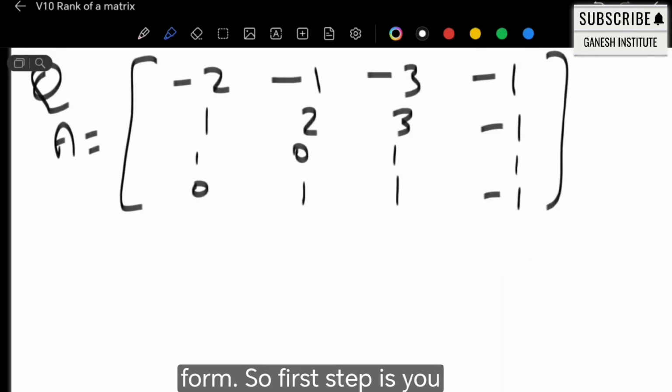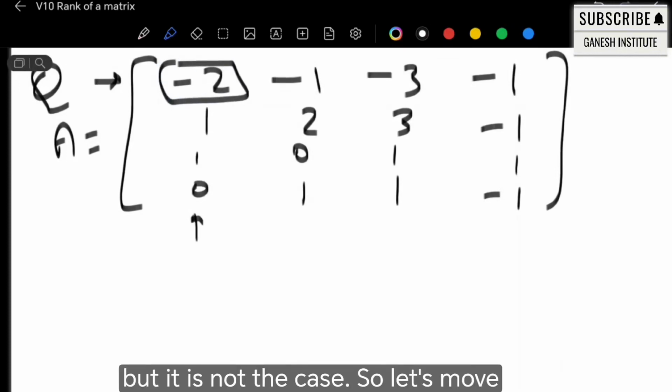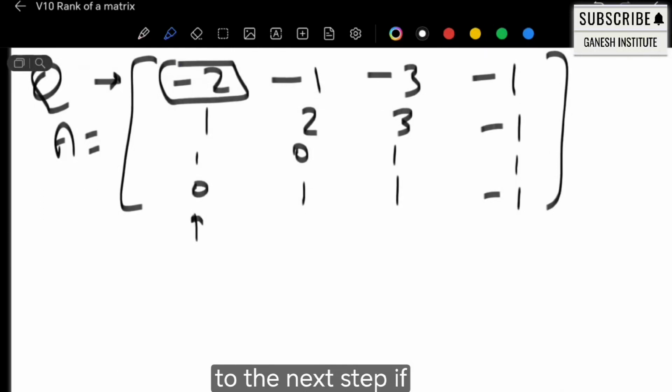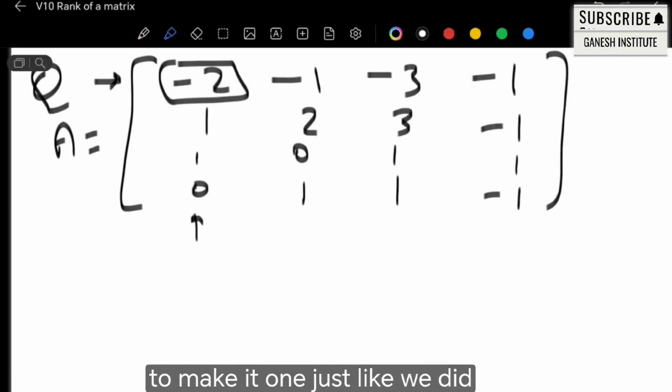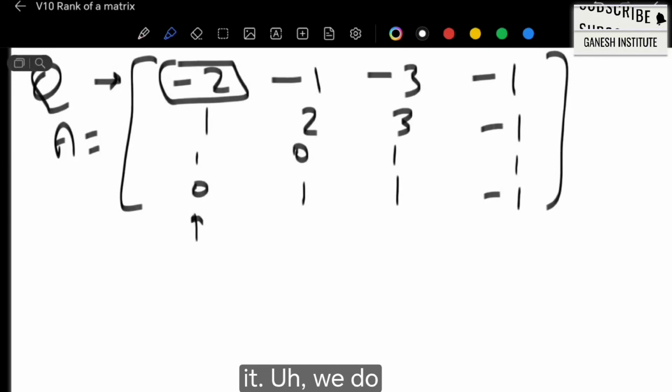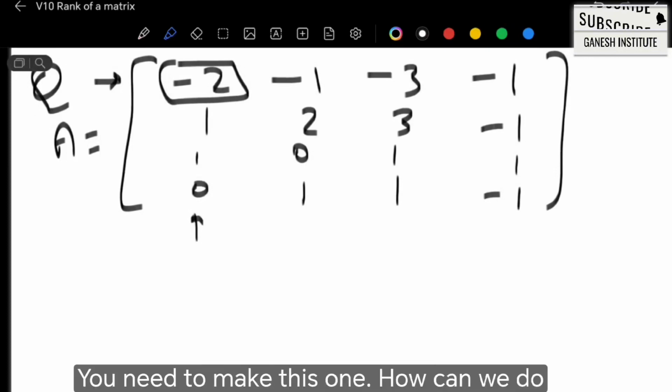So first step is you need to interchange rows or columns if there is a 0. But it is not the case. So let's move to the next step. If this non-zero element is not 1, you have to make it 1. Just like we do in identity matrix form. You need to make this 1.